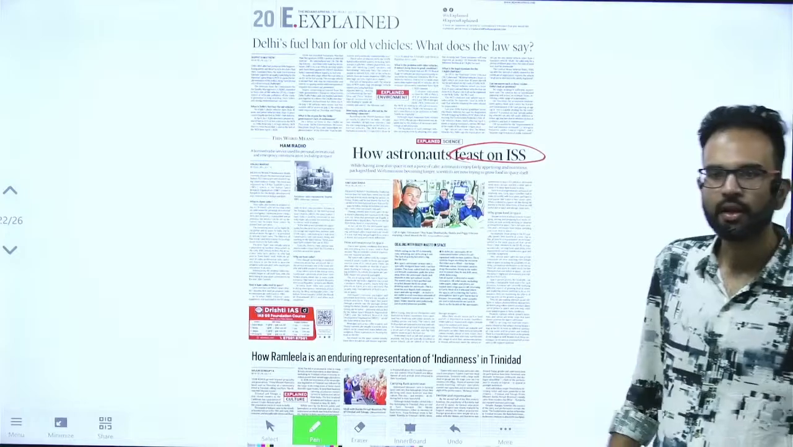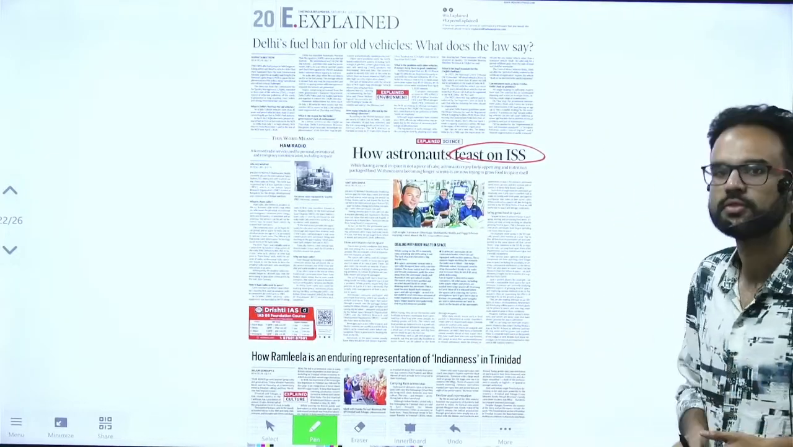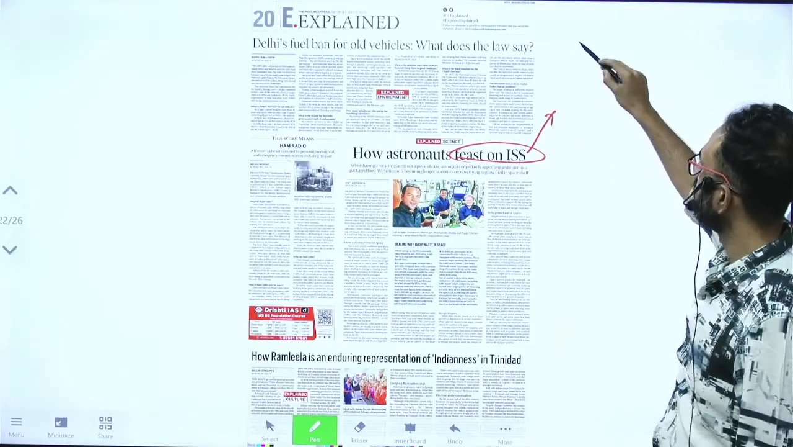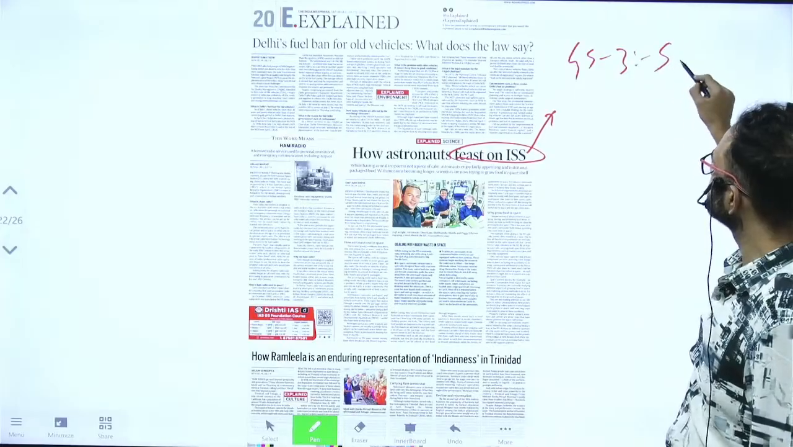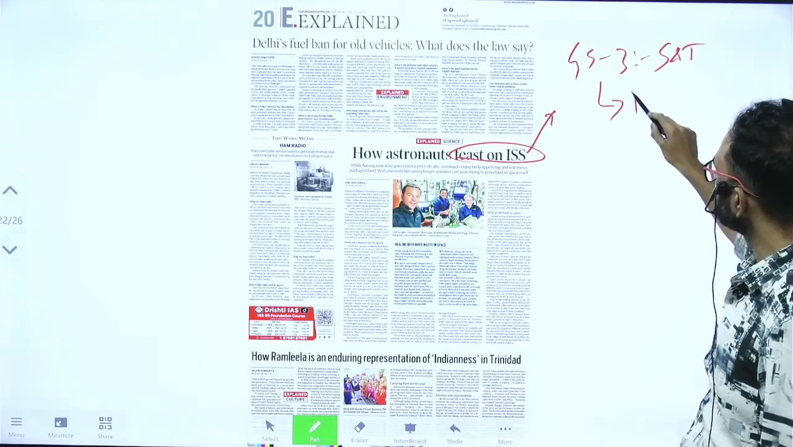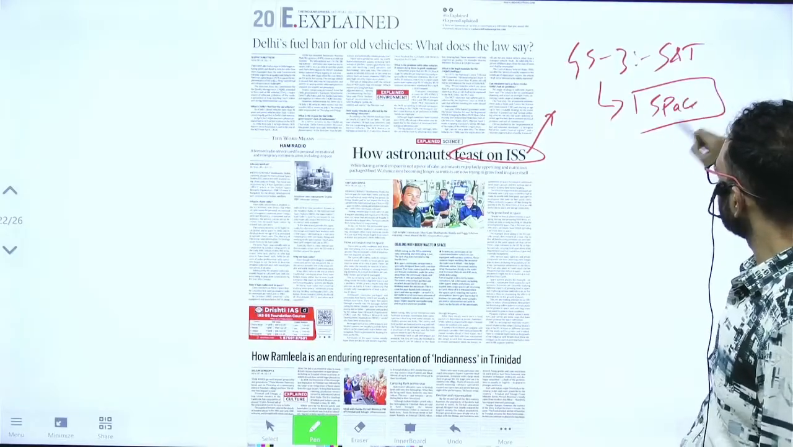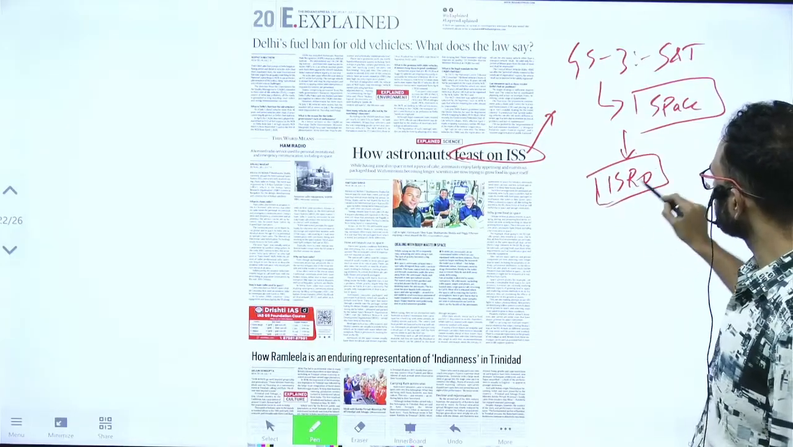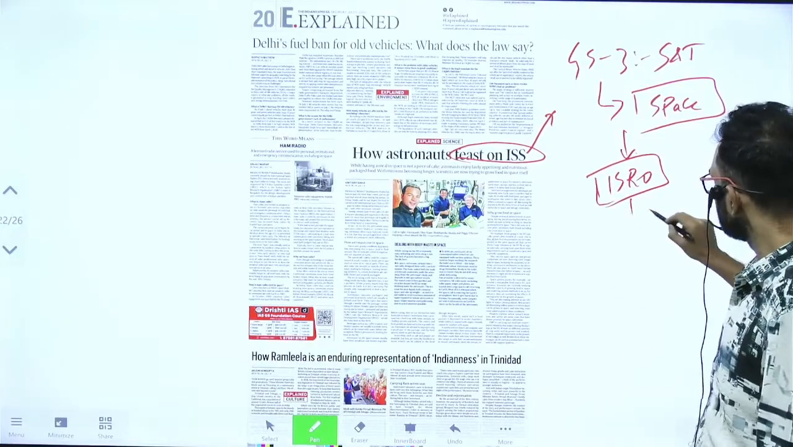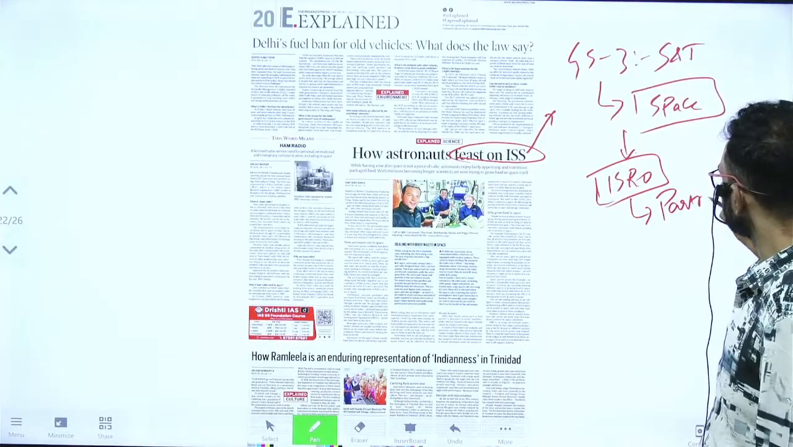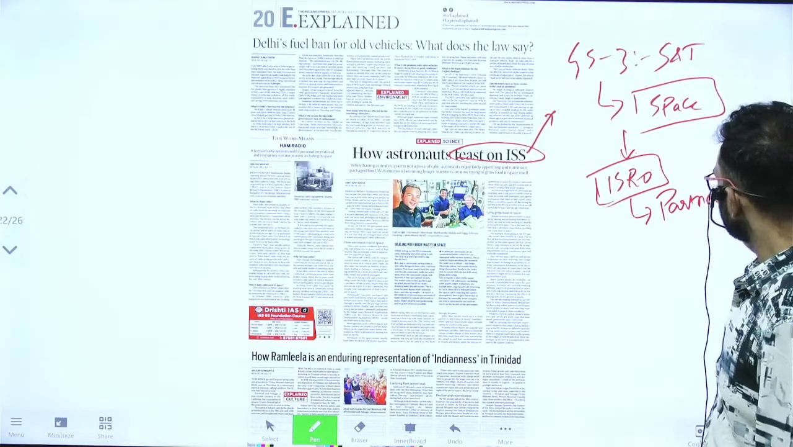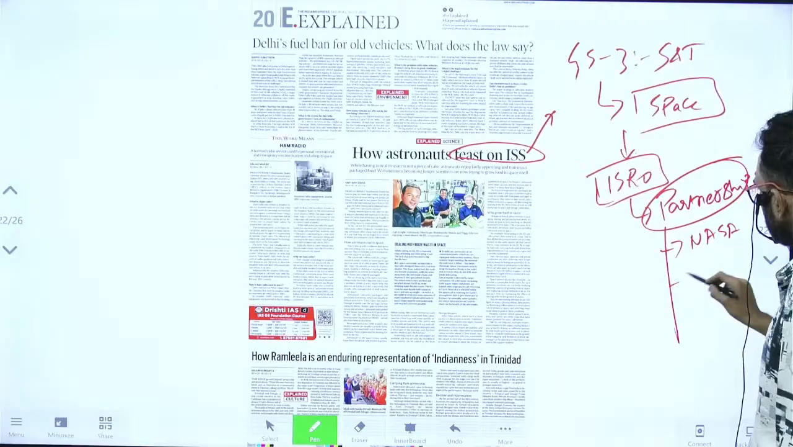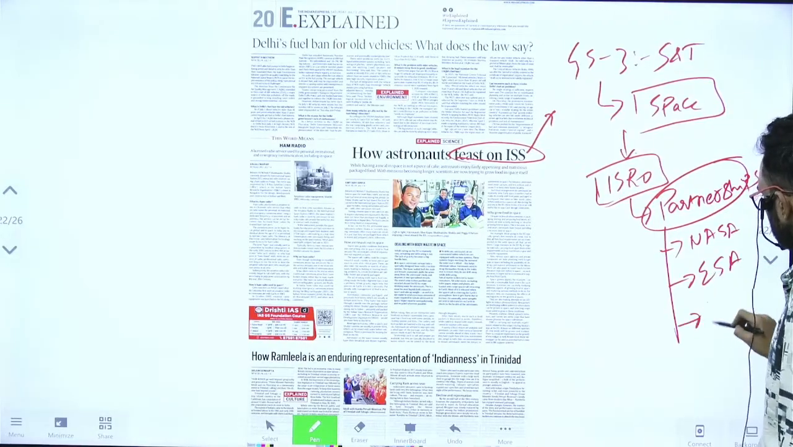And before all of that, any fresher who is just starting, this is how I want you to put this article. In GS3, you will see Science and Technology. In that, one of the folders can be Space. In the space, you can talk about ISRO or India's contribution to space. And under that, you will see partnerships. In partnerships, you will see various countries, for example, NASA, European Space Agency, Japan.